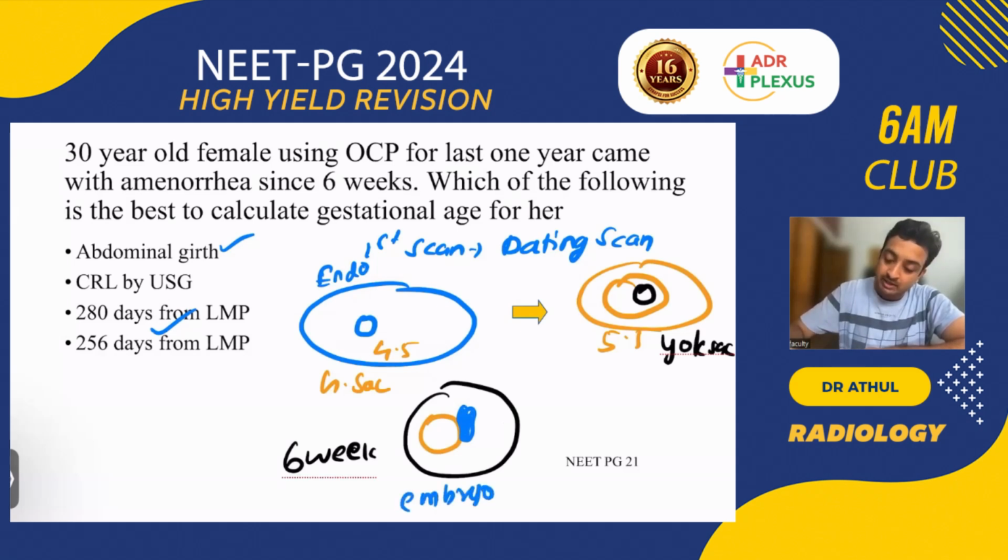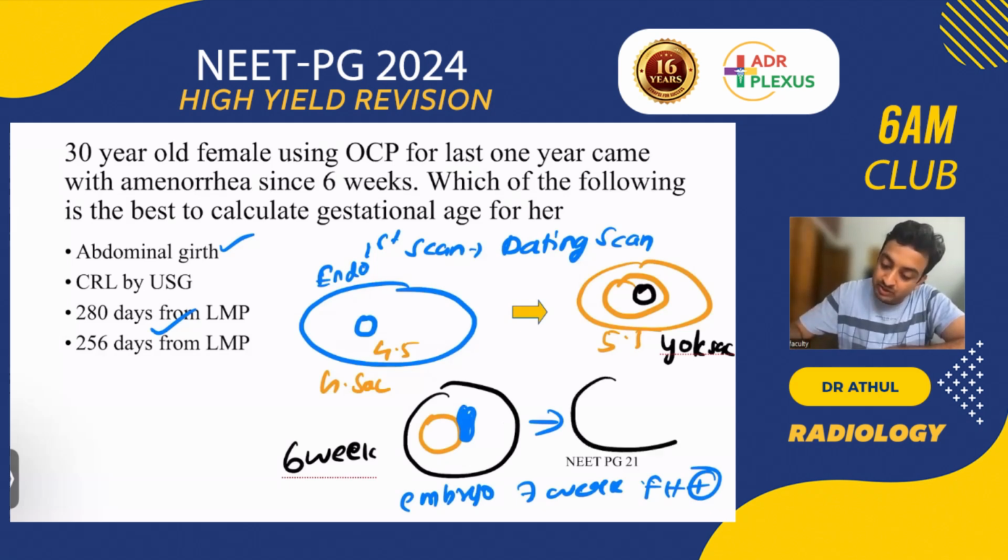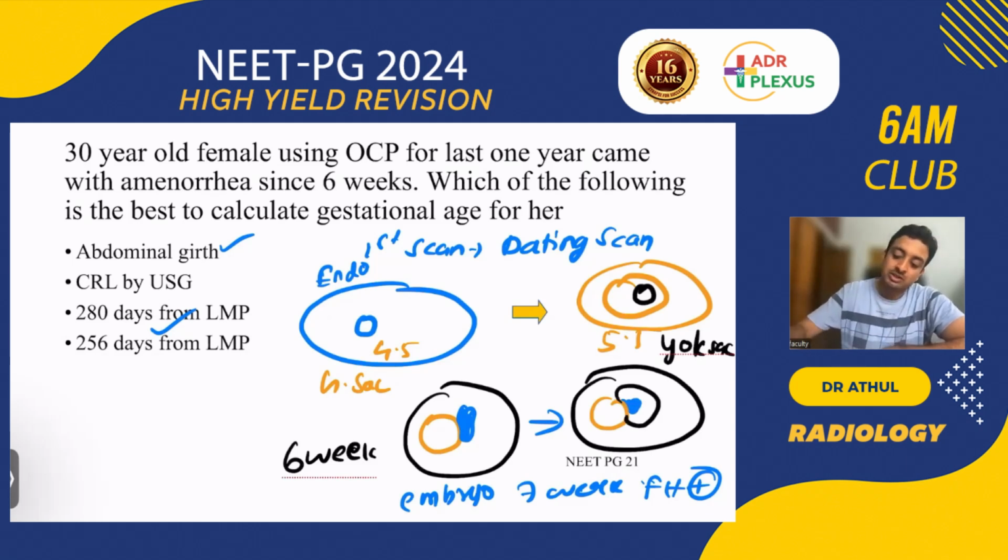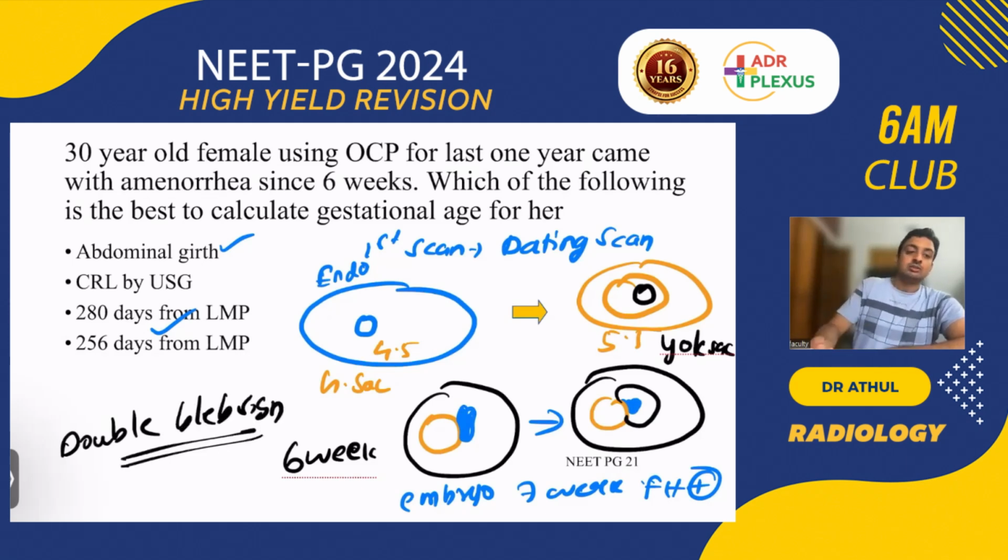And by 7 weeks, heartbeat will come, FH will come. You will be able to see the heartbeat by 7 weeks. And when you do imaging by 7 weeks, you will see the double bleb sign. You will see a yolk sac, an embryo, and the embryo is covered by another sac, which is called amnion. So this is called the double bleb sign.